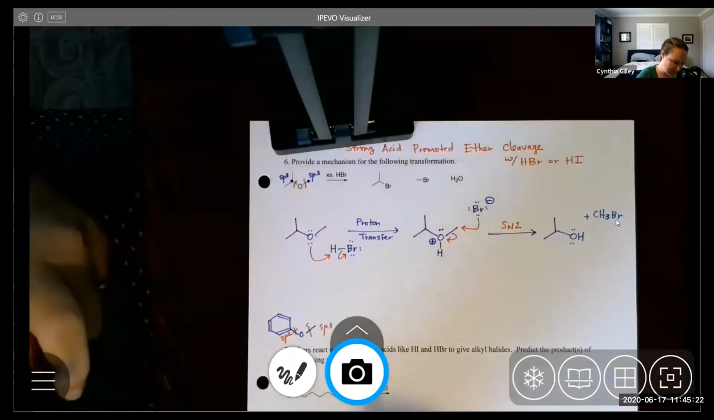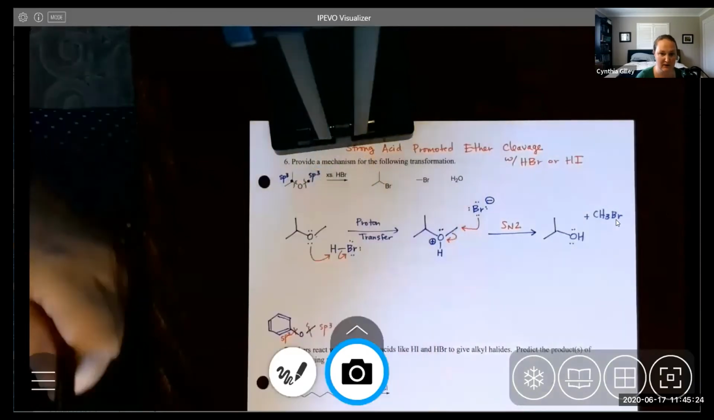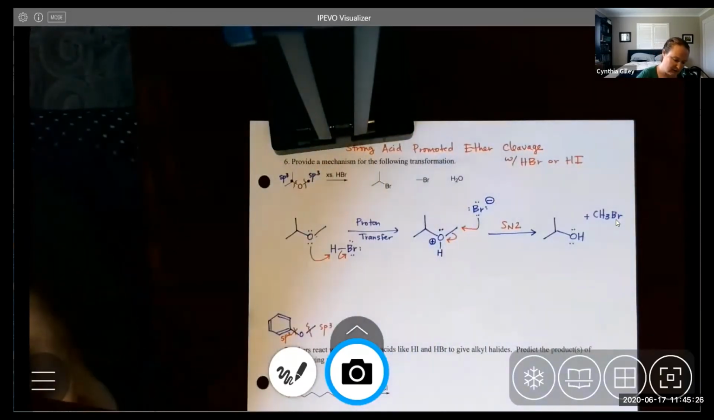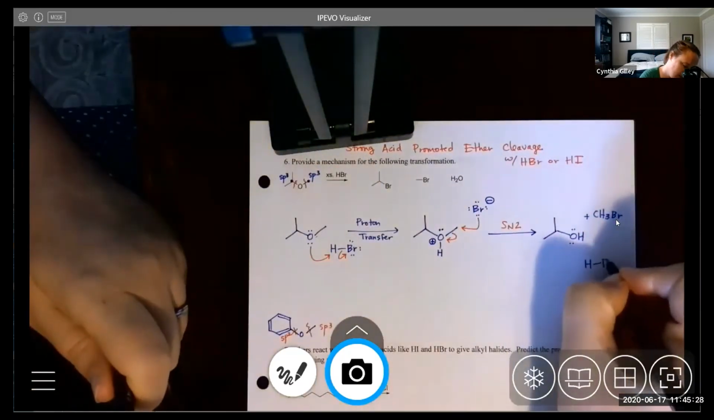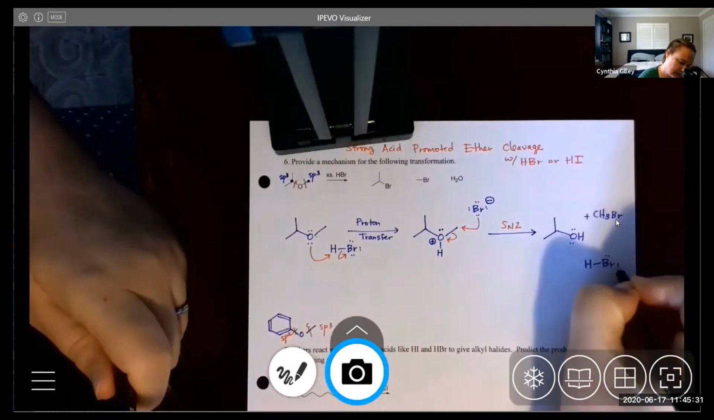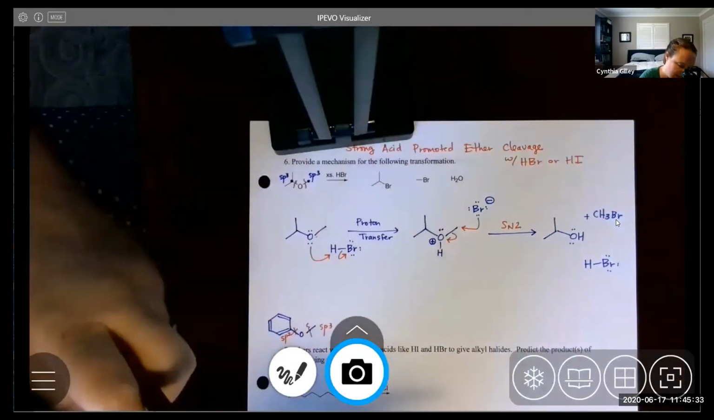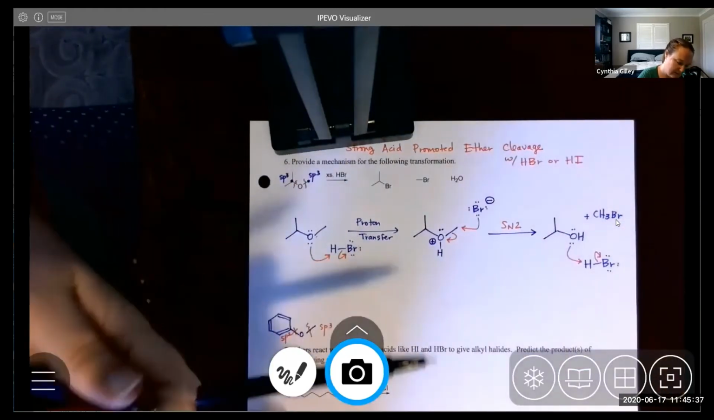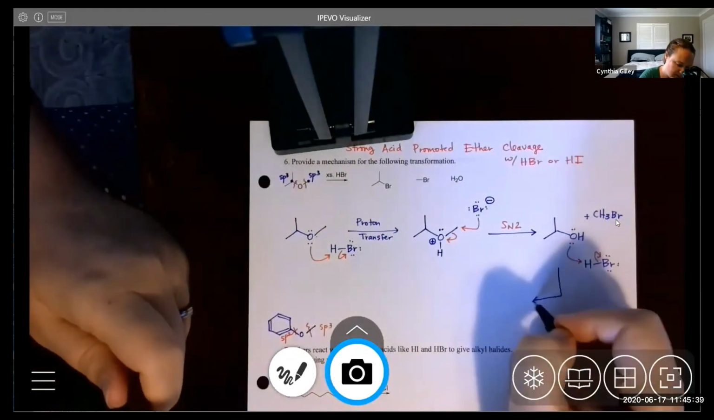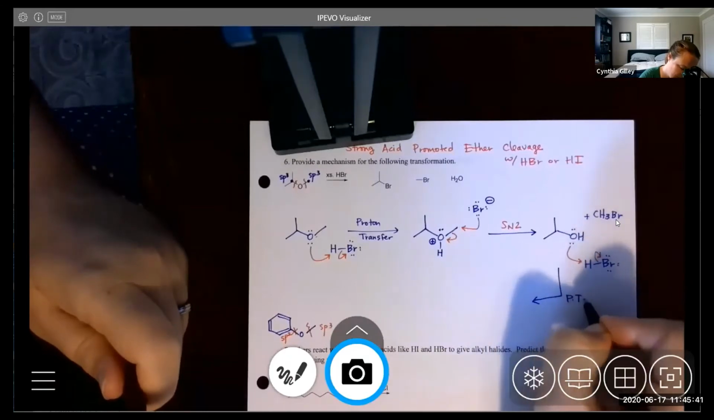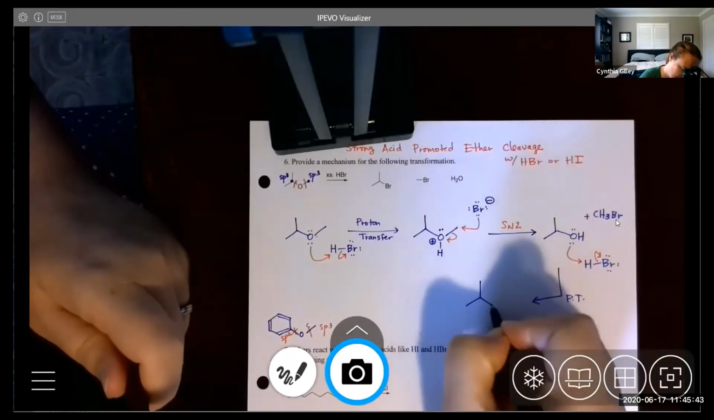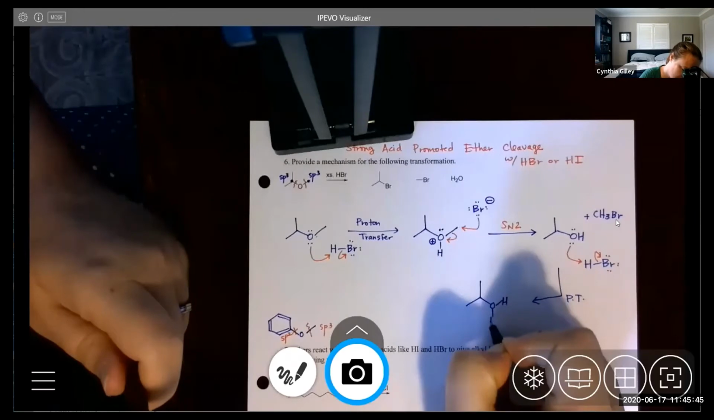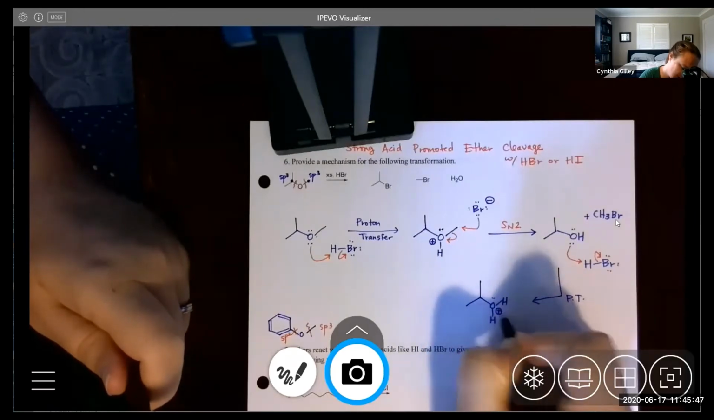So there's more, notice the excess HBr in this reaction, so there's more HBr around. And just like it protonated the oxygen of an ether, it can protonate the oxygen of an ether. We end up basically doing the steps over. Another proton transfer, creating a good leaving group, and some bromide.